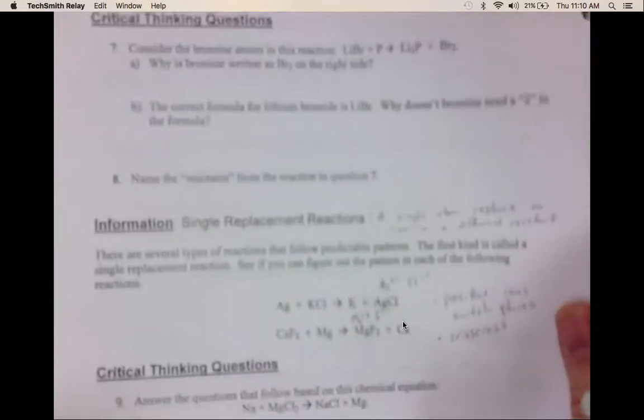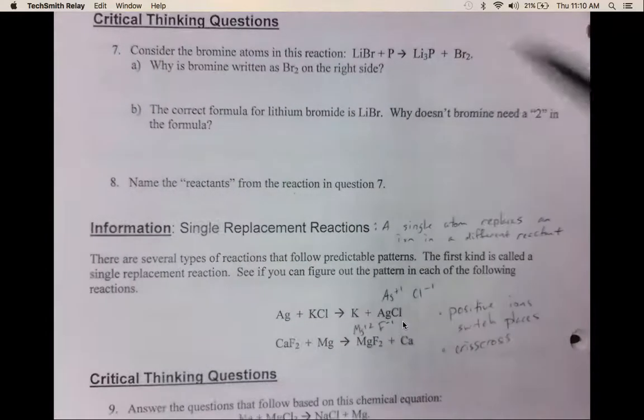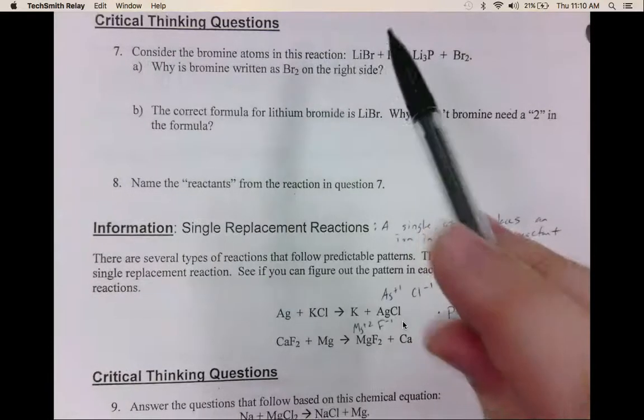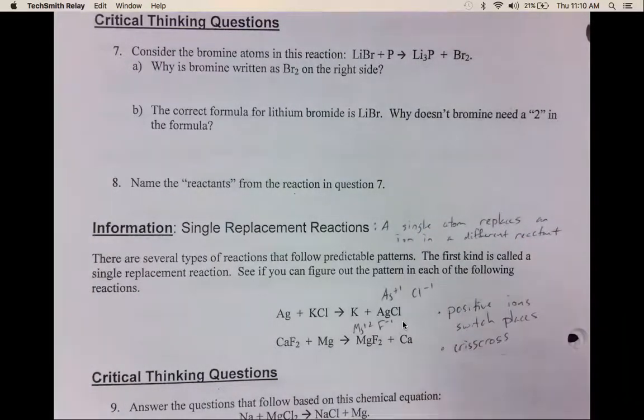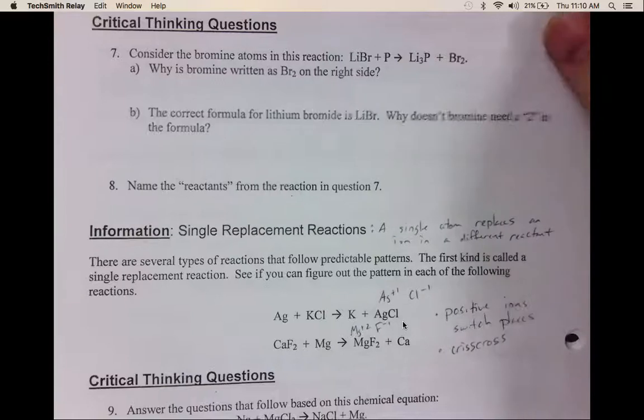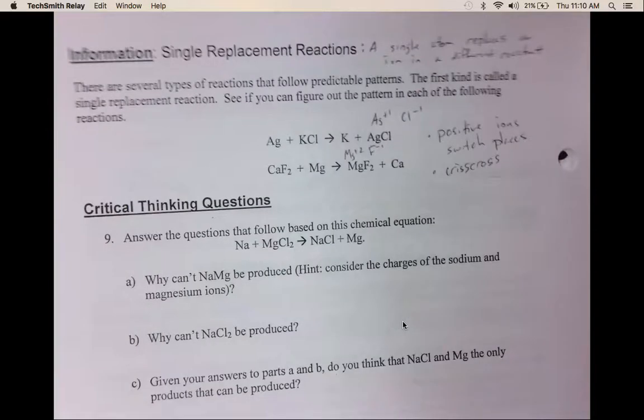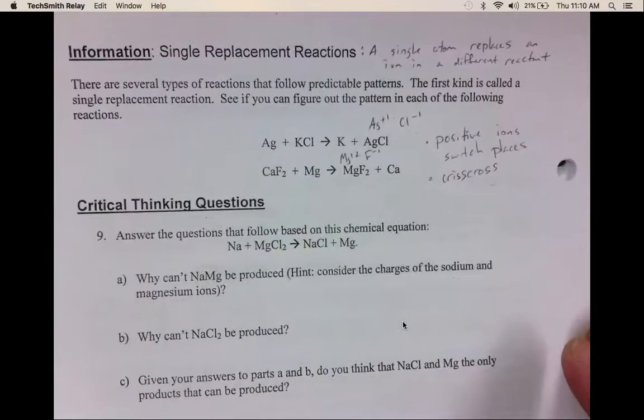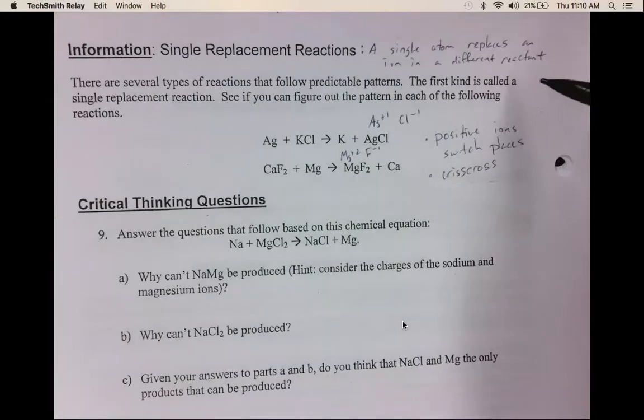So that information will be helpful when you're answering these questions. Remember, reactants on the left side, products on the right side. Next, we have some information on single replacement reactions. So you may have already written this down when I paused the video the first time, but a single replacement reaction is a single atom that replaces an ion in a different reactant.